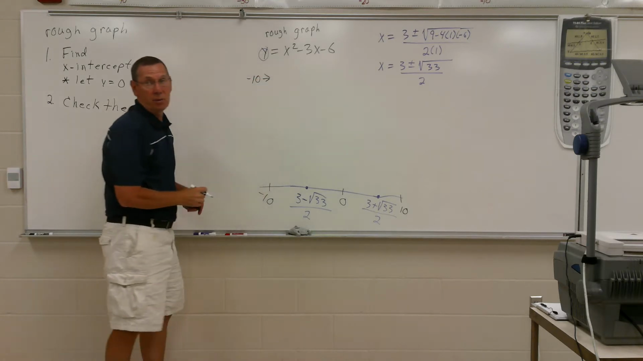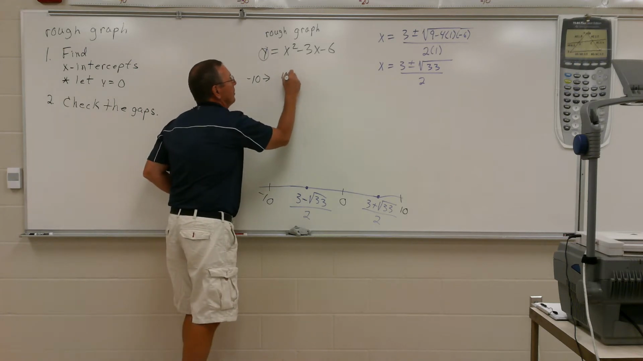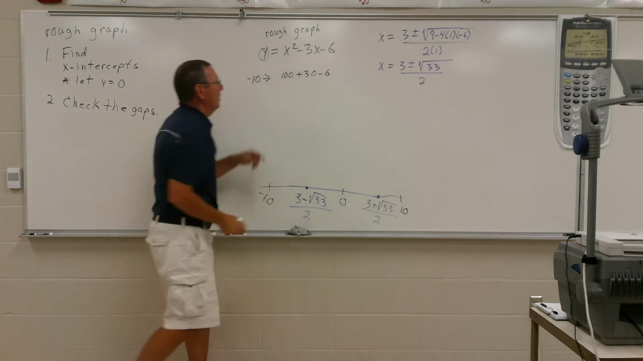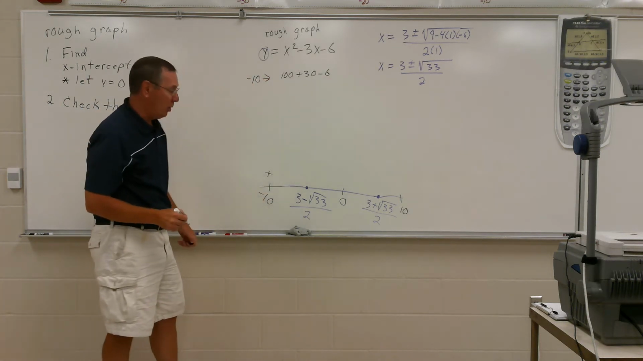Okay, this one checks differently from the other ones. If I put the -10 in, I'm going to get 100. -3 times -10 would be plus 30 and minus 6. That'll be a positive number. So this gap, we will be positive. Our curve will be positive.